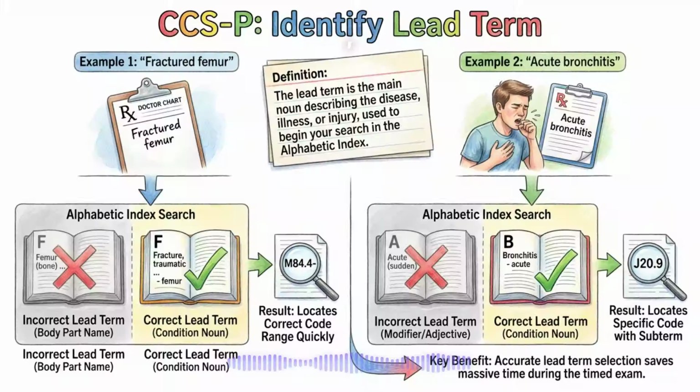When searching the alphabetic index, you need to identify the lead term, which is the noun describing the disease, illness, or injury itself. For example, if a doctor documents a fractured femur, the correct lead term to look up is fracture, not femur. If a patient has acute bronchitis, you would look up bronchitis as your main term, and then look for the subterm acute listed underneath it. Learning to identify the true clinical noun in a diagnostic statement will save you a massive amount of time during the timed exam.